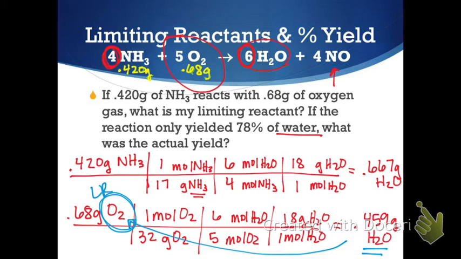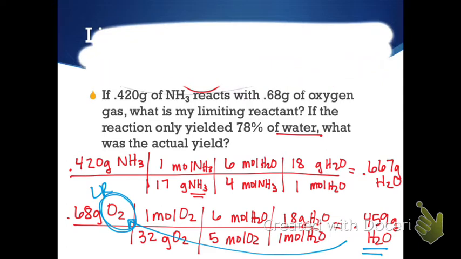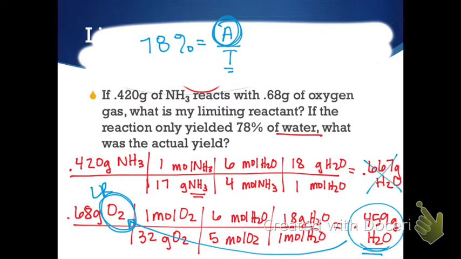It says, if the reaction only yielded 78%, what is my actual yield? And so if it says it yielded 78% of water, the equation is actual over theoretical. I'm trying to solve for my actual yield. So what is my theoretical yield? Good. It's 0.459. Would it ever be 0.667? No, we're not going to get to that point of being theoretical. And where does our theoretical yield always come from? The t-chart. It always comes from our t-chart. Okay, and so this is going to go on the bottom, 0.459.